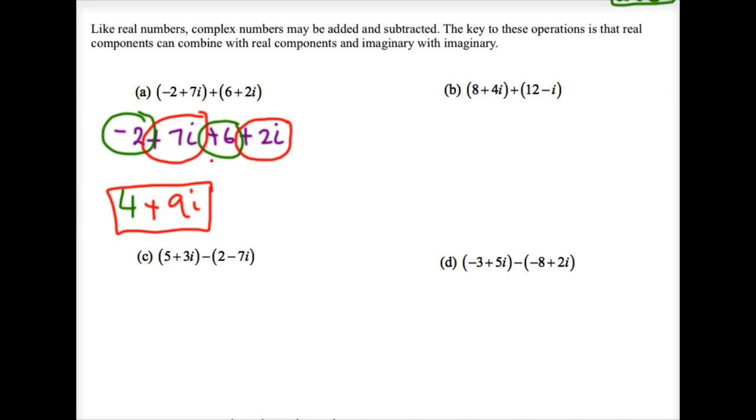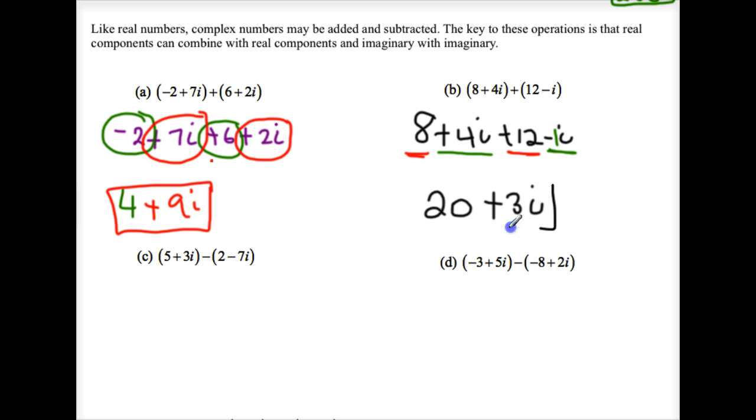The addition and subtraction are the easy ones. So again, this is addition, so I can simply drop my parentheses and rewrite everything. Now look for my like terms. It's 8 and 12. And then my other like terms are plus 4i and minus 1i. Remember that invisible one that's there. So 8 plus 12 is 20, and positive 4i minus 1i is positive 3i. Just like combining like terms.